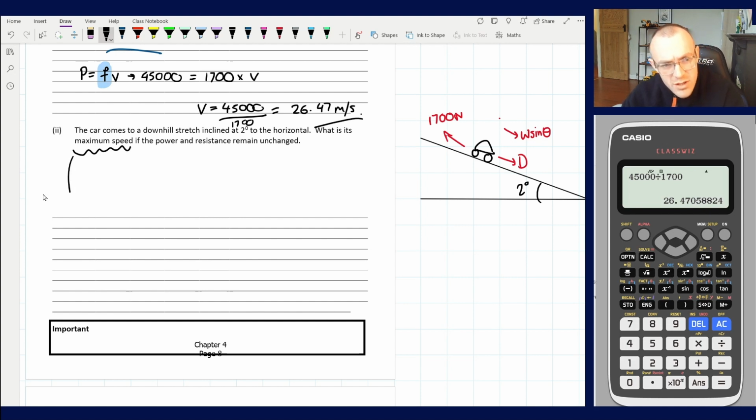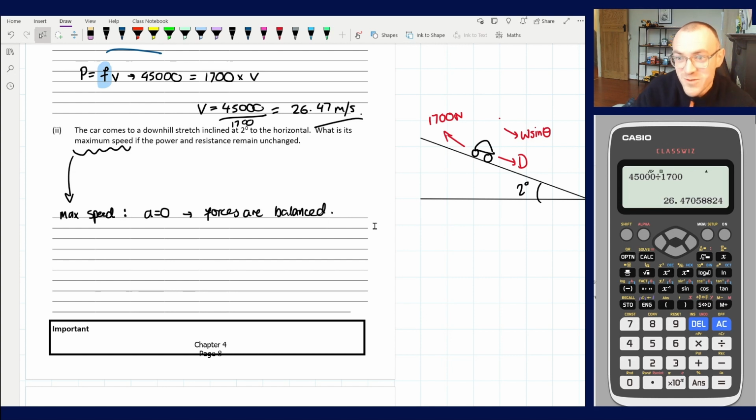Okay. So again, maximum speed, there is an implication that you can't get faster, and we're not going to slow down because we're going as fast as we can. So maximum speed implies that the acceleration is 0 and that the forces are balanced once again. However, this time there's more forces involved, right? So we've got the driving force and the weight component acting down the slope, and we've got the 1700 newtons over on the other side of the equation.